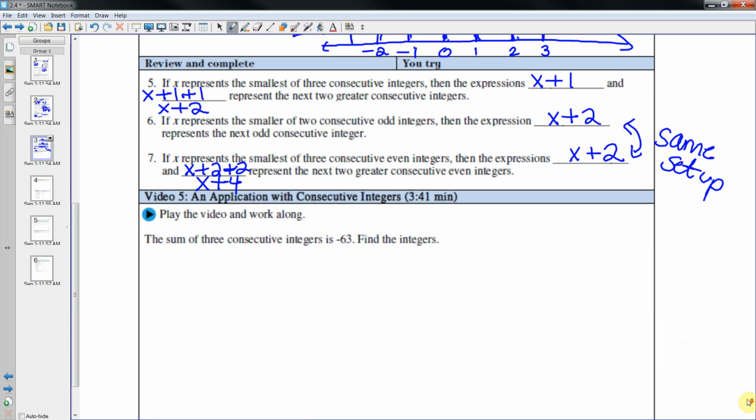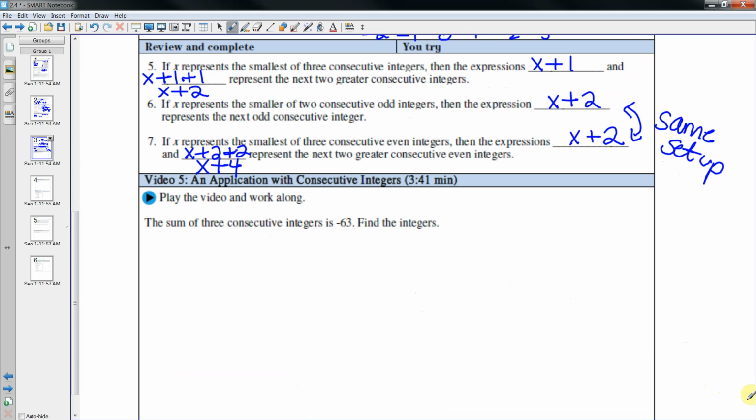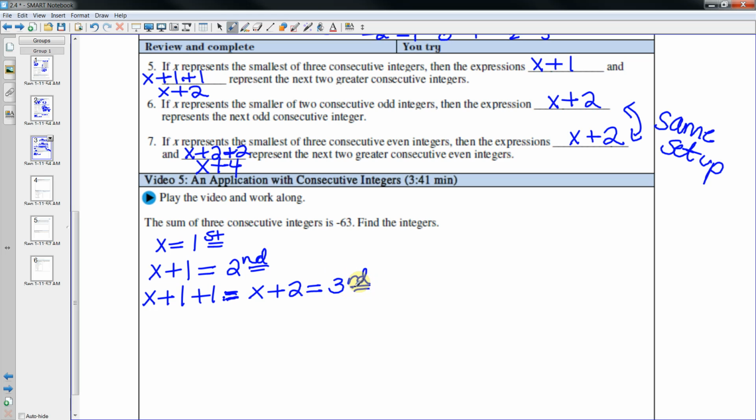The sum of 3 consecutive integers is -63. Find the integers. So I always like to label. So x is going to be my first one. On just consecutive integers, I'm moving 1 hop away. So x plus 1 equals my second one. And if I'm going to do 3, then x plus 1 plus 1 more, which I'm going to go ahead and combine to x plus 2, equals my third one. Now, you may need to pause the video now and let that sink in. But there's my 3 integers, x, x plus 1, and x plus 2.